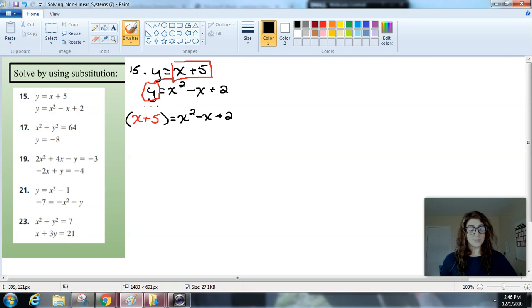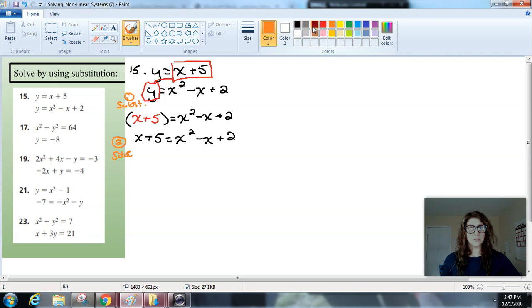Okay, if I had anything to distribute, I would distribute. I don't. And now my goal is I need to solve this. So step 1, again, substitute. Okay, step 2, we're going to solve now.